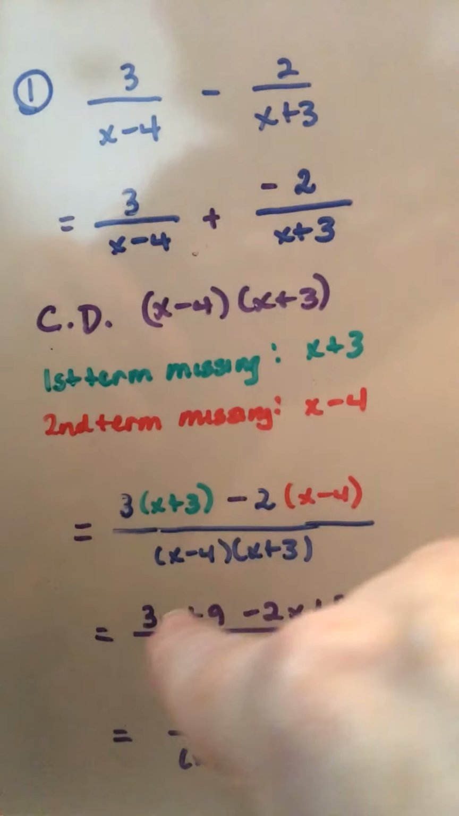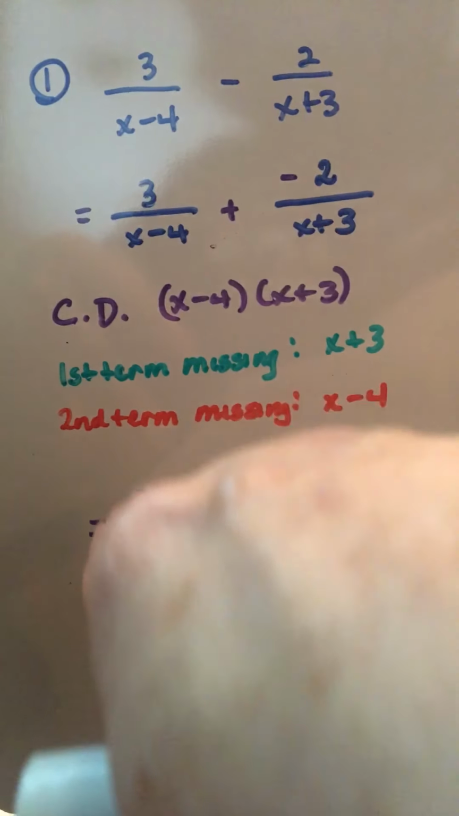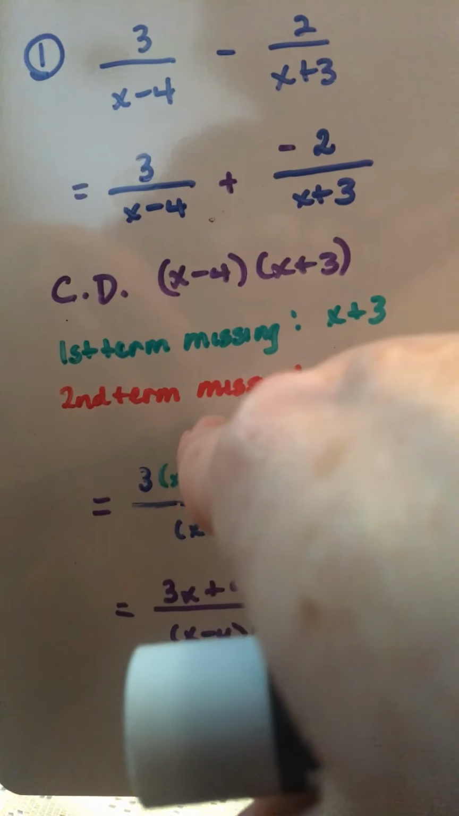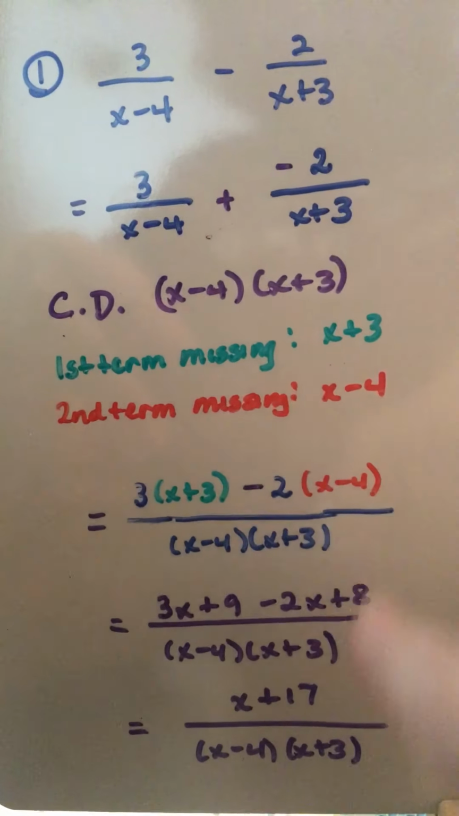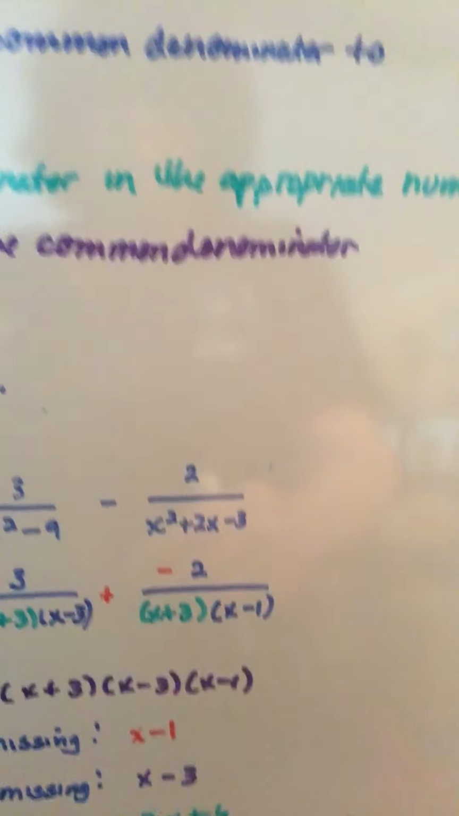In reality, I don't do this extra step. I write this stuff up here. I would write 3x plus 9, -2x plus 8, saving space. You'll see it in my next problem.